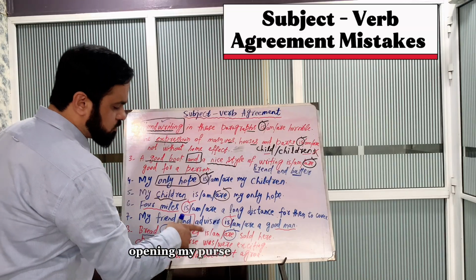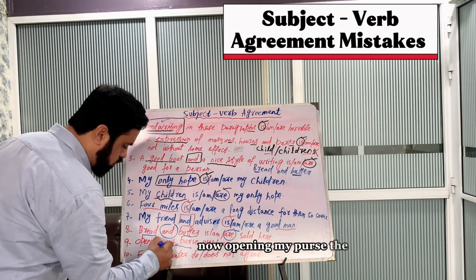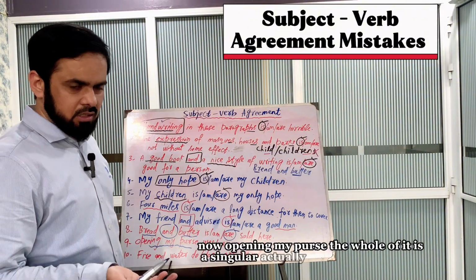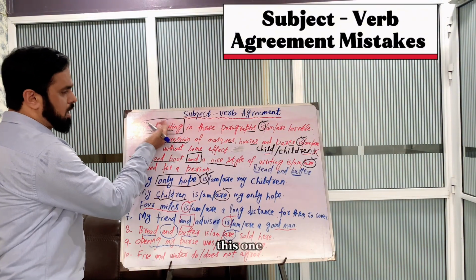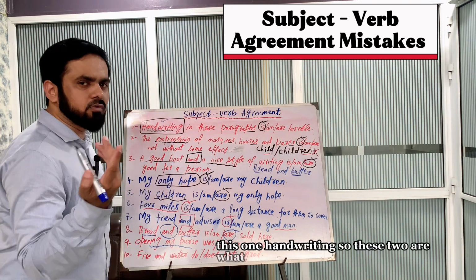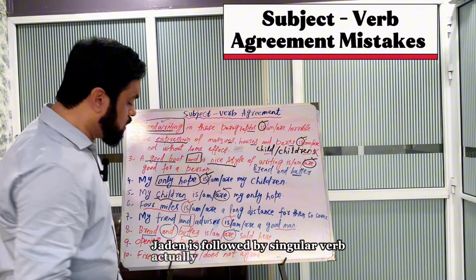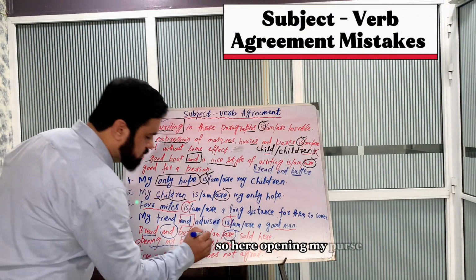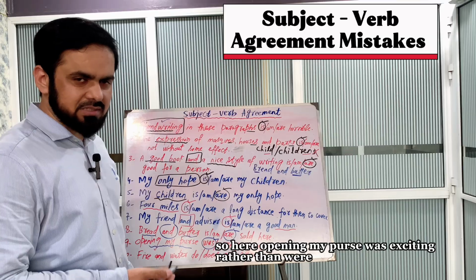Opening my purse was or were exciting. Now, opening my purse, the whole of it is a singular actually, right? So, opening, it resembles the same. So, these two are what we can say the gerund. Gerund is followed by singular verb actually. So, here, opening my purse was exciting rather than were exciting.